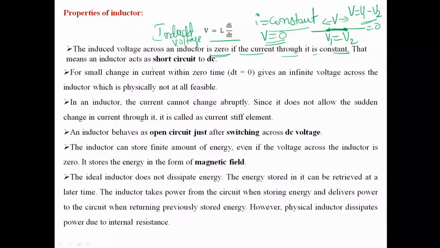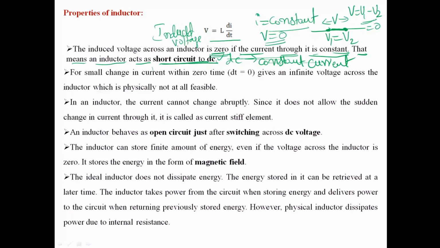That is why the induced voltage across the inductor is 0 if the current through it is constant, that means an inductor acts as a short circuit to DC. Why do we call it DC? Direct current, that is a constant current. DC means a constant current. So for a constant current, the voltage becomes 0, and therefore your inductor acts as a short circuit.